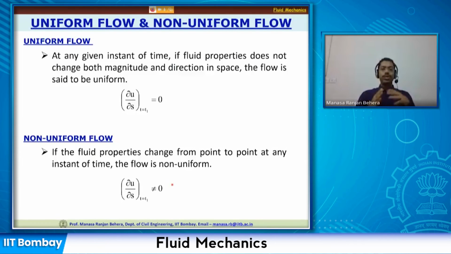Now let us look at non-uniform. If the properties are changing, let us say here, because of my body temperature, the temperature is higher and at other places it is lower, so it is non-uniform. Similarly, if the fluid property changes from point to point at any time instant, then the flow is non-uniform. So dou u by dou s at time t equal to t1 or any time is not equal to 0. So it is non-uniform.